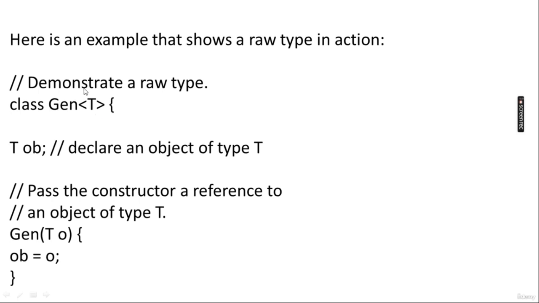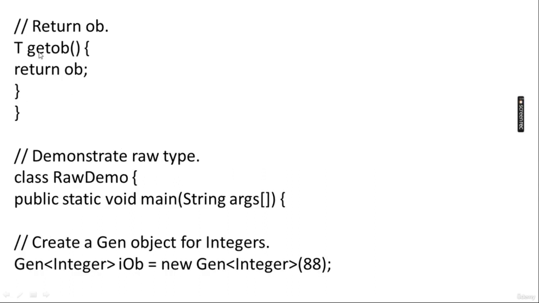Class Gen<T>. T object declares an object of type T. To declare an object of type T, pass it to the parameterized constructor: Gen(T o), object is equal to o, this initializes it. Then return object; this object is returned as type T. Demonstrate raw type. Now create a generic object for integers in main.